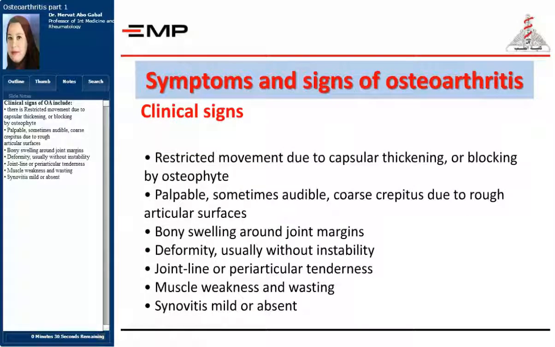Clinical signs of osteoarthritis include restricted movement due to capsular thickening or blocking by osteophytes, palpable, sometimes audible, coarse crepitus due to rough articular surface, bony swelling around joint margin, deformity, with or without instability, joint line or periarticular tenderness, muscle weakness and wasting, synovitis, very mild or absent.